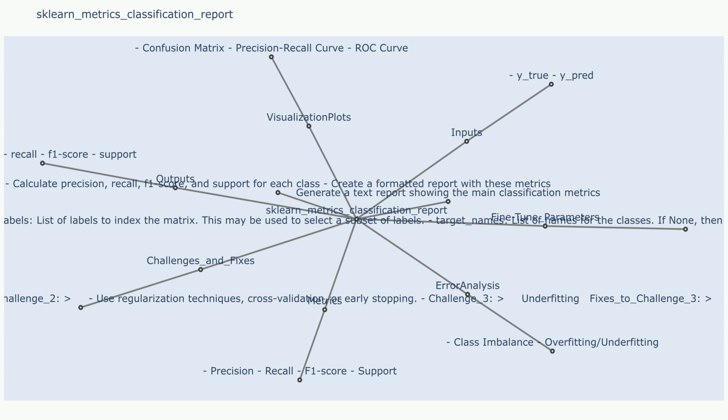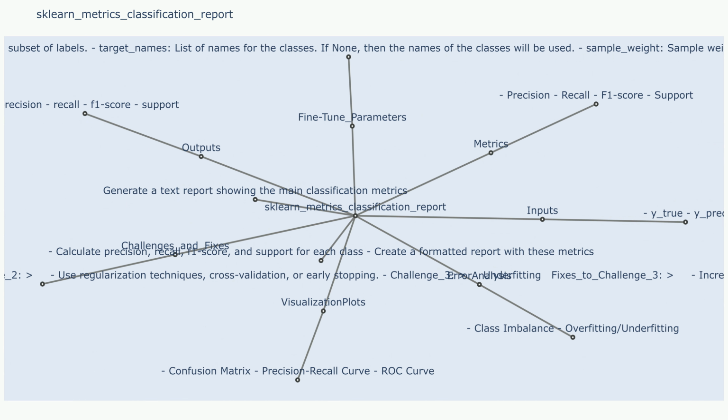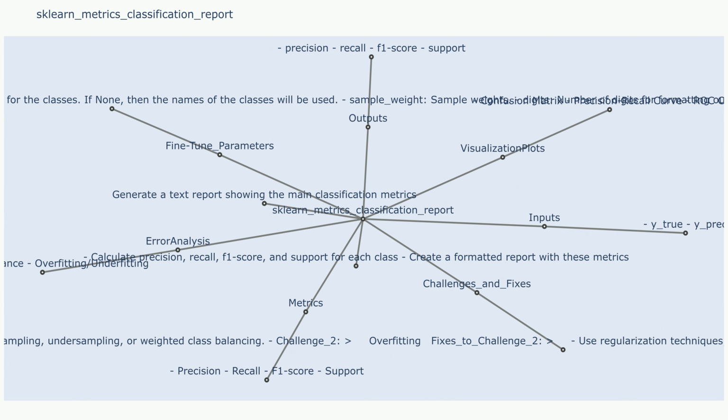Metrics. Precision measures the model's ability to correctly predict positive samples, avoiding false positives. Recall measures the model's ability to capture all positive samples, avoiding false negatives. F1 score. A harmonic mean of precision and recall, providing a balanced measure of the model's performance. Support. The number of samples for each class in the dataset.